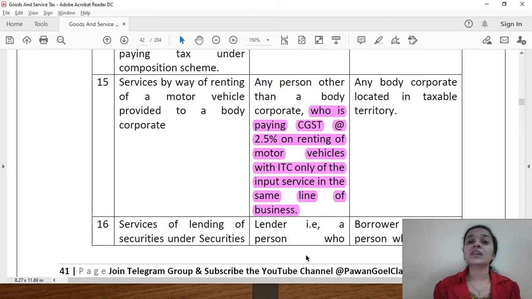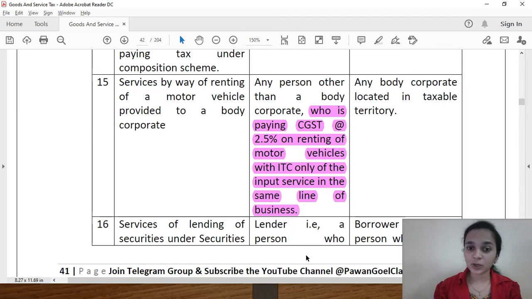So please understand that we say 5% without ITC, or rather we should say 5% with limited ITC, because here the ITC which a person can claim is limited to the extent the input services are received from a person who is engaged in the same line of business for the similar kind of service, for the same kind of service.